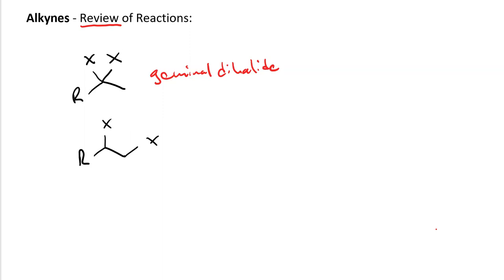Here's a review of the reactions of alkynes that we've learned so far. Alkynes can be produced by performing a double elimination reaction on an alkyl dihalide. Up above we have a geminal dihalide, where the two X atoms, which are either chlorine, bromine, or iodine, are located on the same carbon, that is one from being terminal. Down below, we have a vicinal dihalide, where the two halogen atoms are on neighboring carbons.